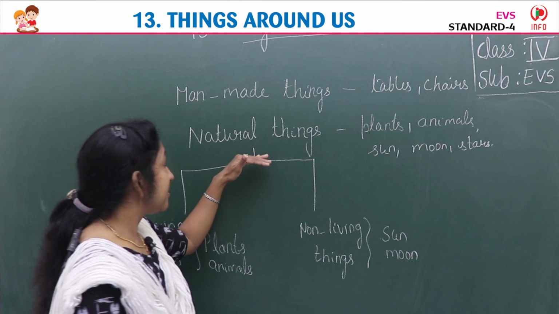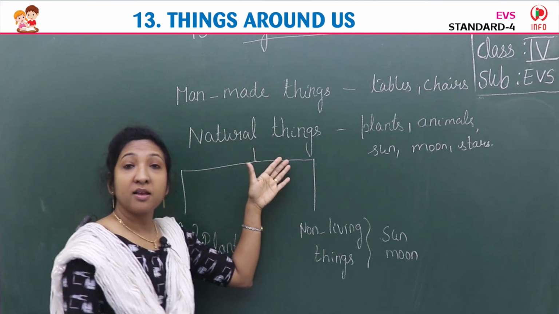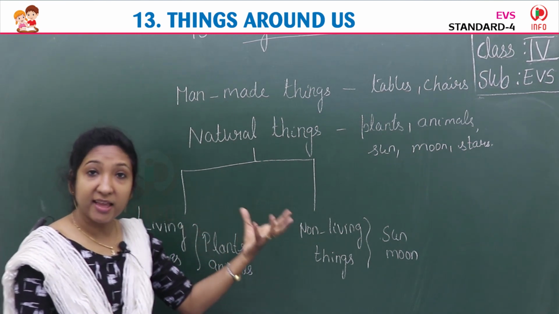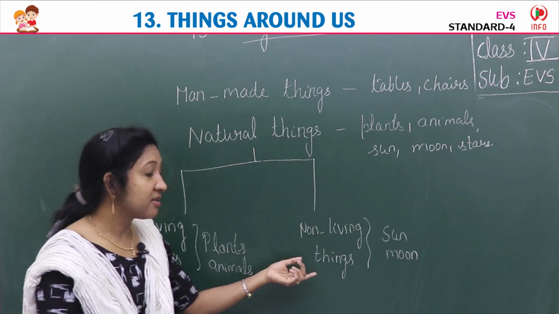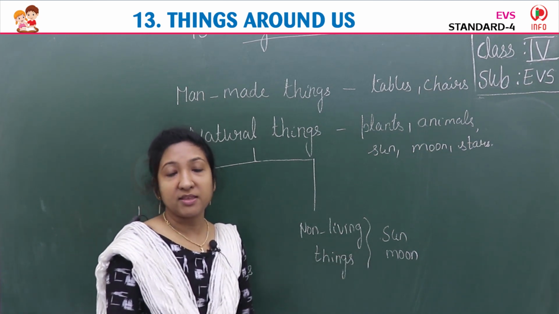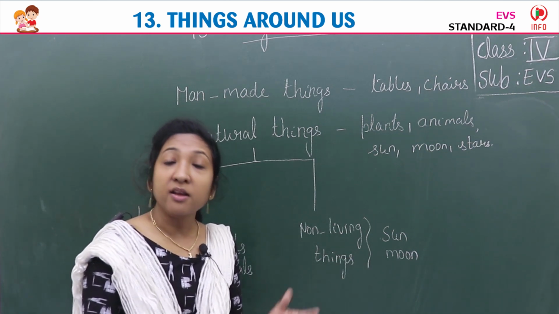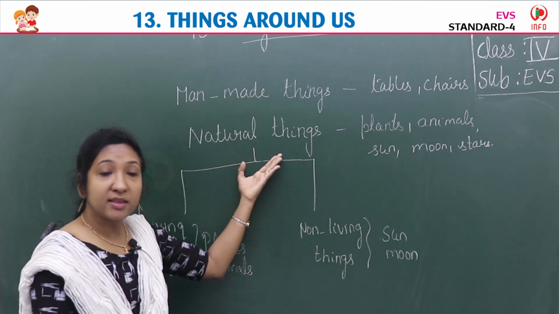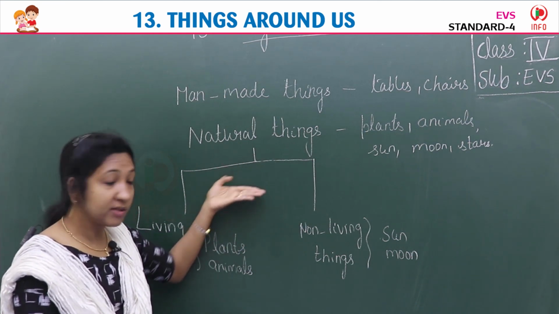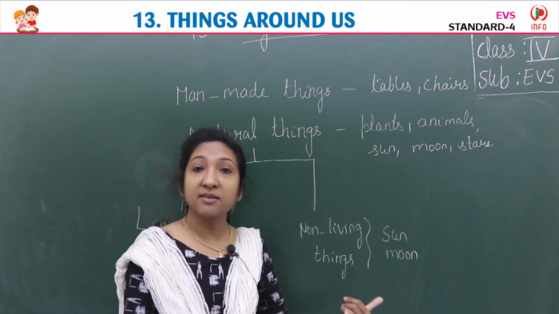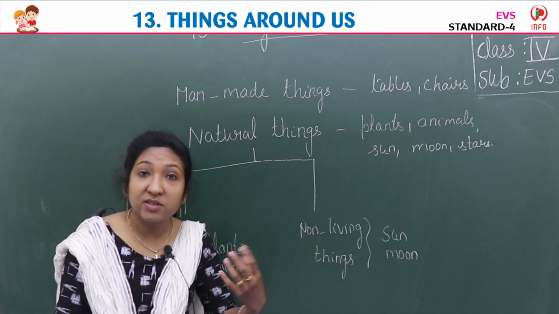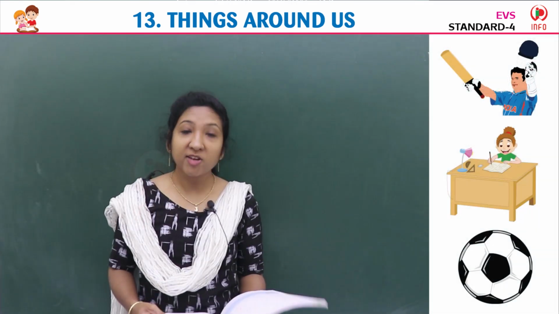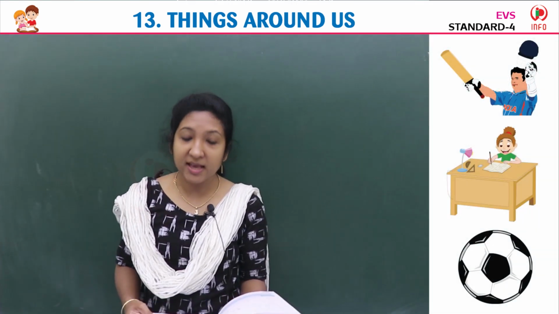In the natural things, there are things that have life, which are living things, and things that do not have life, which are non-living things. So today children, we are going to learn about man-made things, natural things, and the classification of natural things like living and non-living things, their characteristics and functions in detail. Okay children? Lesson 13, things around us.